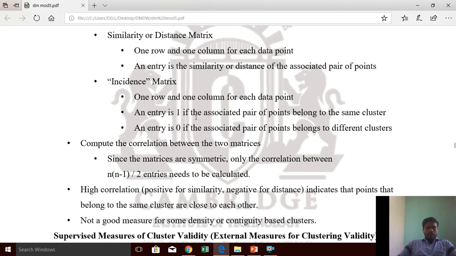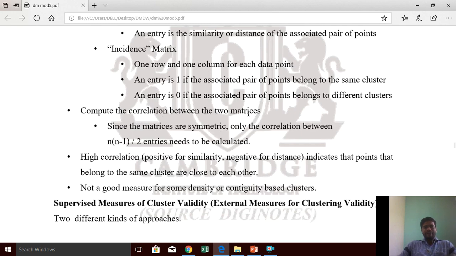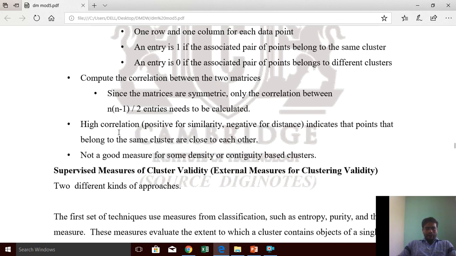Now take the distance matrix and the incidence matrix and compute the correlation between these two matrices. Since the matrices are symmetric, only n(n-1)/2 entries need to be calculated. High correlation: positive for similarity, negative for distance. If you get a positive value for similarity or a negative value for distance, that indicates the points belong to the same cluster or are close to each other.